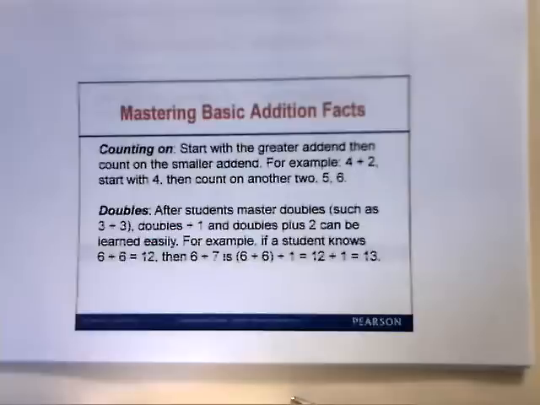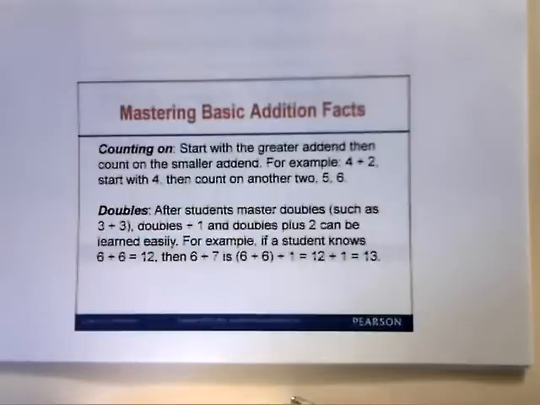Okay, let's look at mastering basic addition facts. There are some methods of doing some addition facts. One of them is the counting on method. What that means is you start with the greater addend and then count on the smaller addend. For example, 4 plus 2, we start with 4 and then count on another 2, like in this case, 5 and then 6. So 4 plus 2 will be 6.